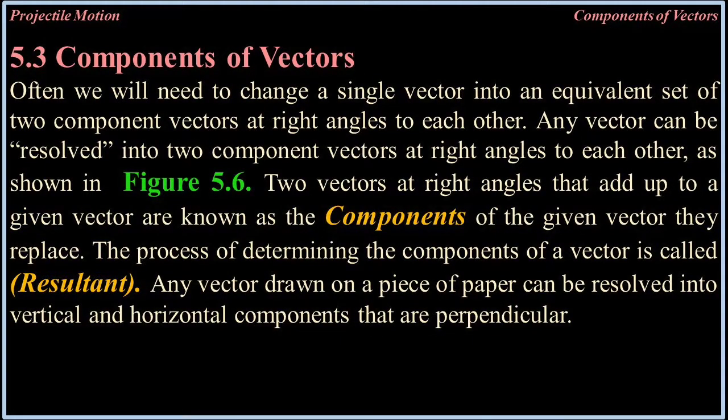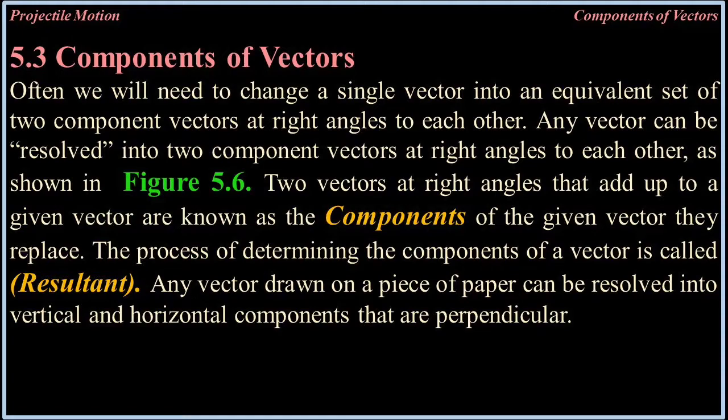5.3 Components of vectors. Often we will need to change a single vector into an equivalent set of two component vectors at right angles to each other. Any vector can be resolved into two component vectors at right angles to each other, as shown in figure 5.6. Two vectors at right angles that add up to a given vector are known as components of the given vector they replace.